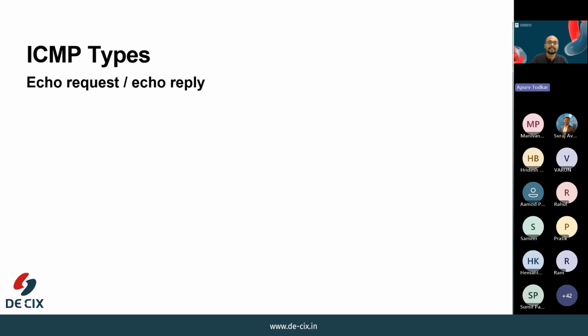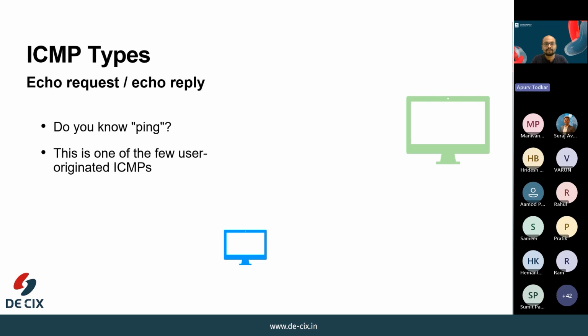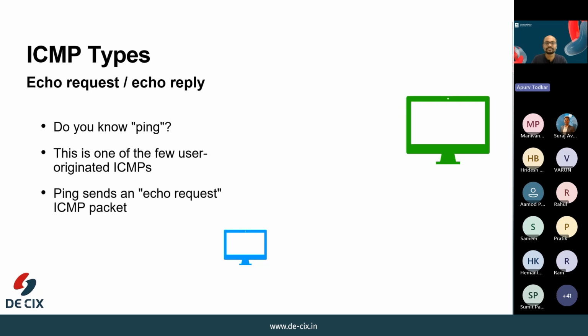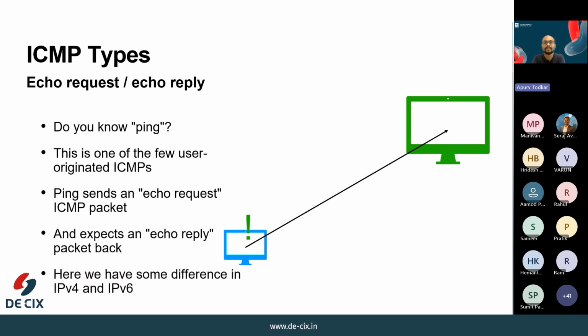Another important ICMP type is the echo request or the echo reply. You are probably familiar with the command line tool called ping. This is one of the few examples where the ICMP packets are generated by the users. When you ping, it sends out an ICMP echo request. And if the target system is reachable, it responds back with an ICMP echo reply.